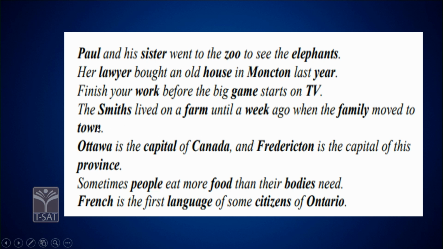See, I told you another clue here. Smiths. It is followed by the article. The Smiths lived on a farm until a week ago when the family moved to town. So, the Smiths, a farm, week, family. These are the nouns here. Ottawa is a capital of Canada and Fredericton is a capital of this province. So, Ottawa, capital, Canada, Fredericton, these are the nouns.